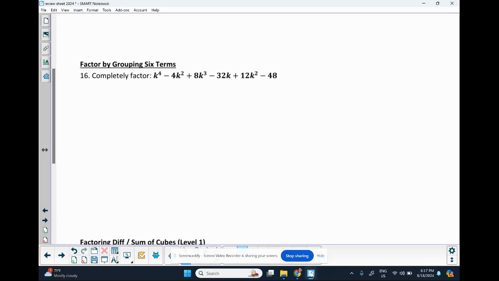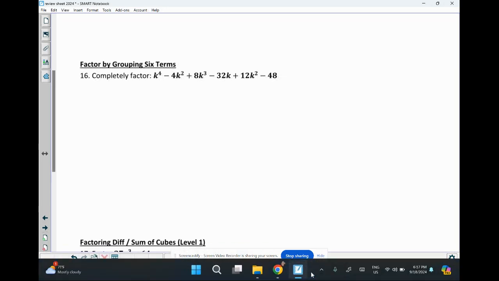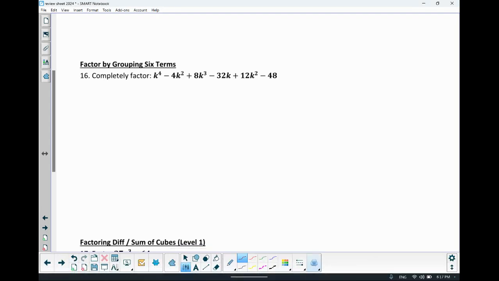In this video, I'm going to go over problem number 16 from the Unit 1 Review Sheet 2024. We're asked to factor this problem. The first thing we do is look to see if there's a GCF for all 6 terms, and there isn't. Then we notice there's 6 terms. If you have 4 or 6 terms, you should think grouping.